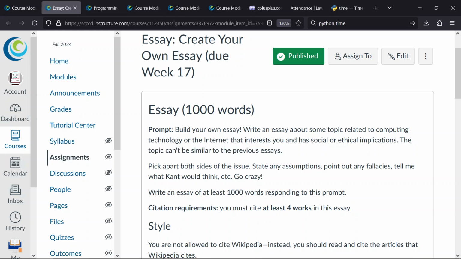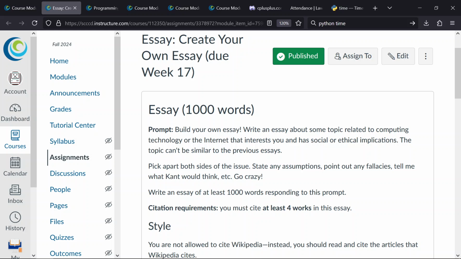Okay, so you will have found some issue that's relevant, and go pick it apart. Talk about it however you need to. Talk about the assumptions that are involved on both sides, like the people who are pro this thing, anti that thing. Talk about any fallacies that people tend to use when they're arguing their points for this topic that you've chosen. Talk about Kant or Mill. That might help. I don't know. Whatever you'd like. Go crazy.